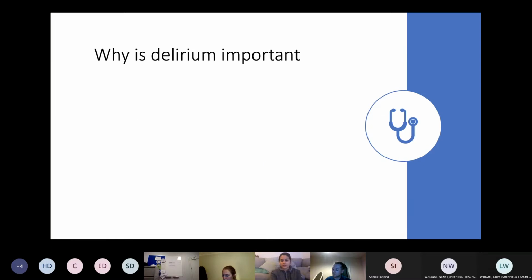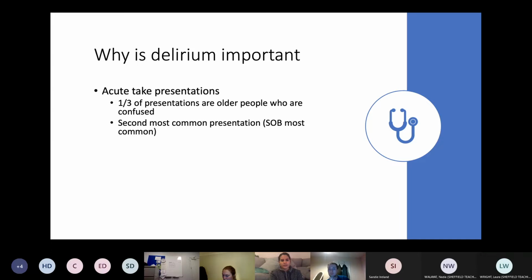So why is it important, and why as geriatricians do we bang on about it quite a lot? In acute take presentations, it represents a third of presentations of older people. They're older people coming in confused, but we take that as a new confusion for them, which would account to delirium. It's actually the second most common presentation on the acute take, with shortness of breath being the most common. And I think that was pre-COVID as well.